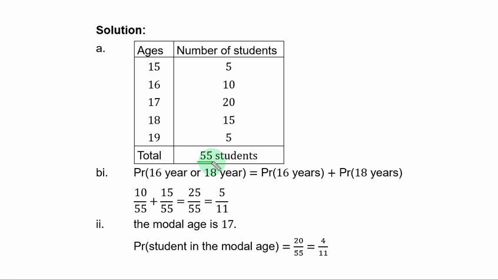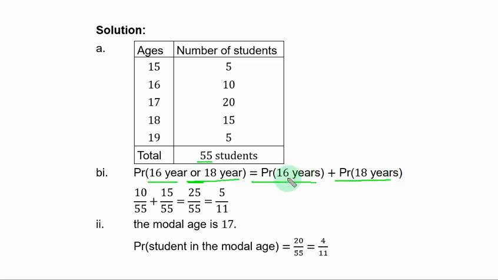Then B, Roman figure 1, you are asked to find the probability that a student chosen for the post of a prefect is 16 years or 18 years. As we proceed, we are going to examine the addition rule of probability. That rule makes use of or. So this or implies addition. So you add probability of 16 years to probability of 18 years.